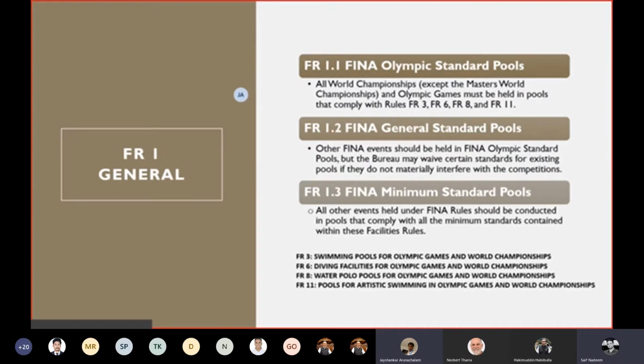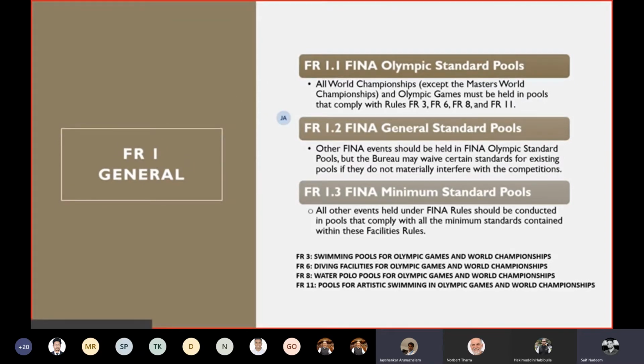We will have the pages from the FINA rule books, and we will try to interpret them with certain images. So I will have to read out each and every line, so just bear with me for that. Now to begin with, this is the first general rule, and here is what it says.